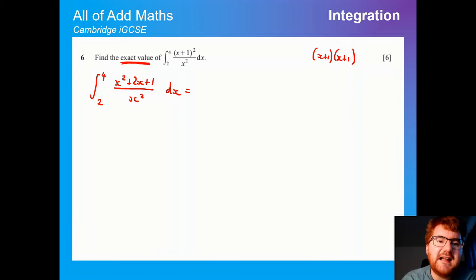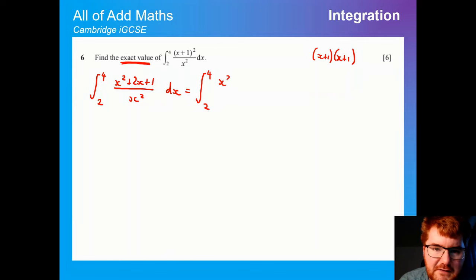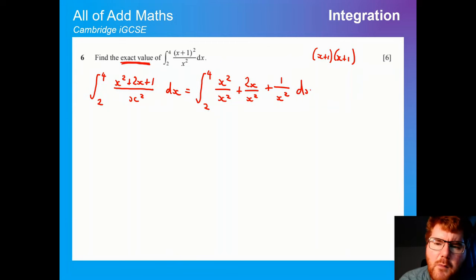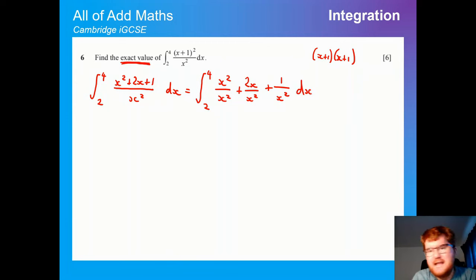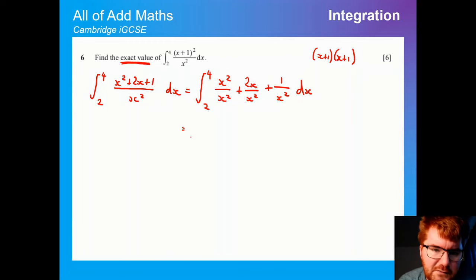And notice here we can actually separate out each part of this. So what do I mean by that? Well, we can take x squared, the first part, divided by x squared. Then we can do 2x, the second part, divided by x squared. And lastly, 1 over x squared dx. What we're doing is just massaging the integration, so we've got something that we can integrate. Now let's just work this out.